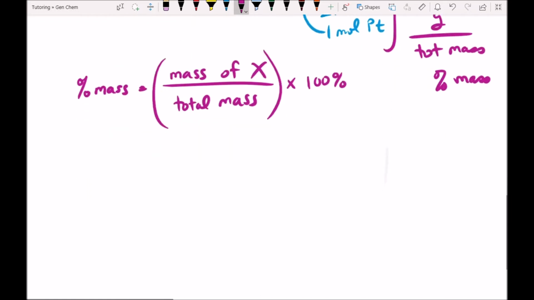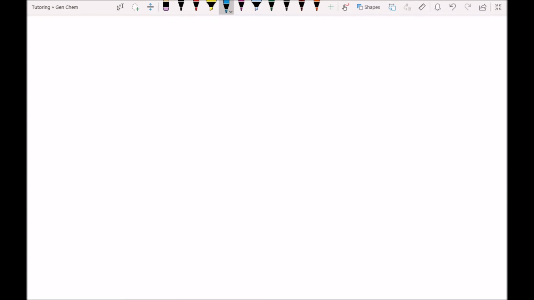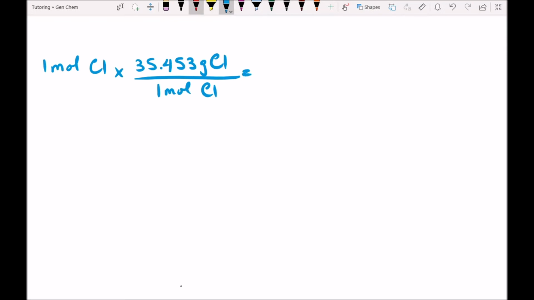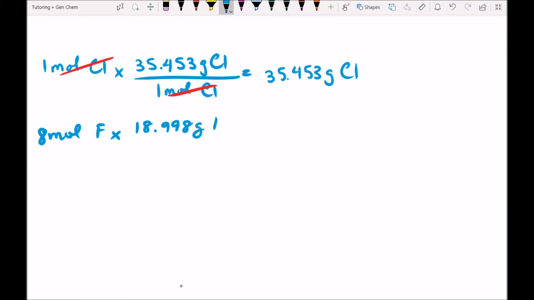So let's get started. We're going to start by converting the molar amounts to grams using the molar masses we find from the periodic table. So we have 1 mole of chlorine. We're going to multiply that by the molar mass of chlorine, which is 35.453 grams of chlorine per 1 mole of chlorine. Moles chlorine cancels out, and we get 35.453 grams of chlorine. We saw that we had 8 moles of fluorine multiplied by the molar mass, 18.998 grams of fluorine per 1 mole of fluorine.